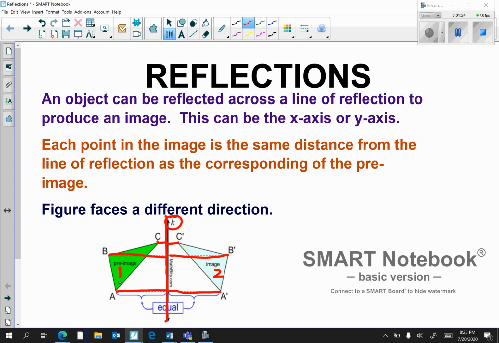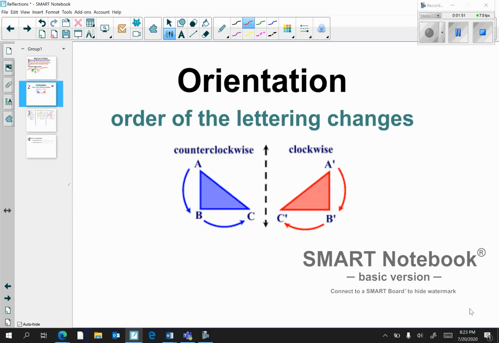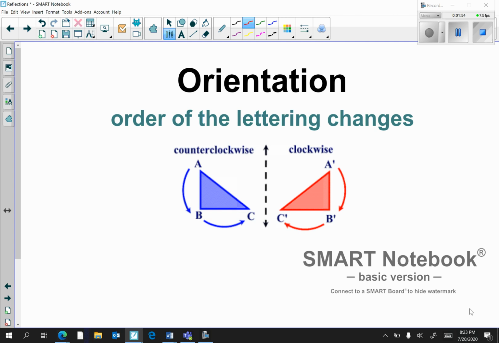So let's look at the order of the letters for the pre-image. A, B, C. That's going clockwise. Whereas, let's look at the order of the letters of A prime, B prime, C prime. It's going counterclockwise. This is explained in the next slide. The order of the lettering changes is what we call orientation.